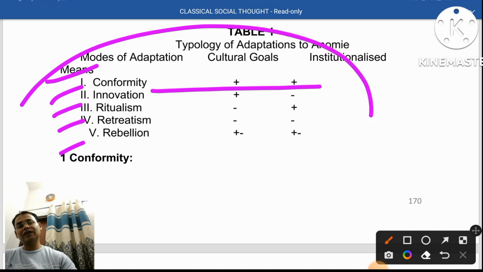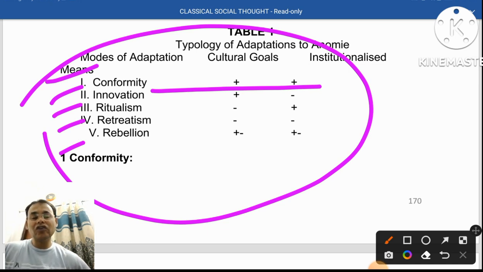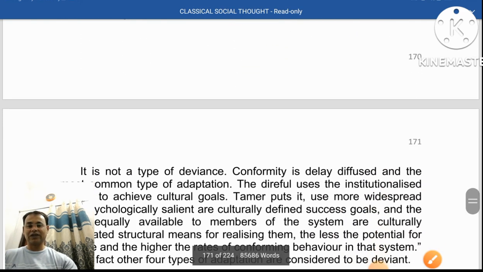So here you will find that questions are always asked in this category. Suppose you are asked in UGC NET, what is the character of innovation? The people accept the goal but do not accept the means. People accept the means but do not accept the goal. People do not accept the goal and means. People accept the goal and means. So you could understand it. It is very easy.